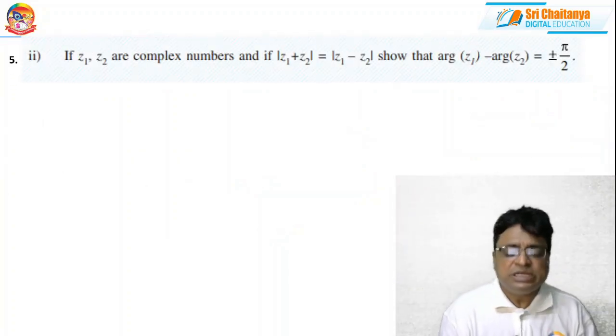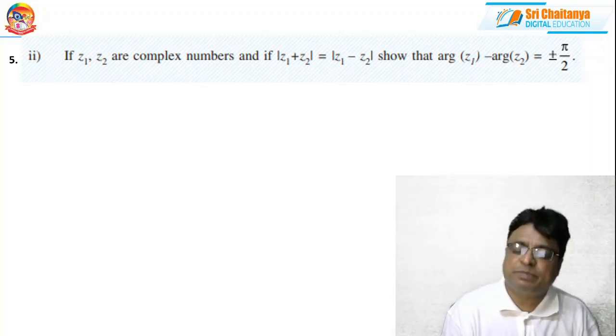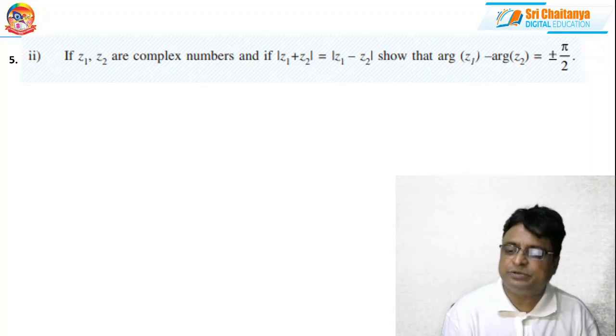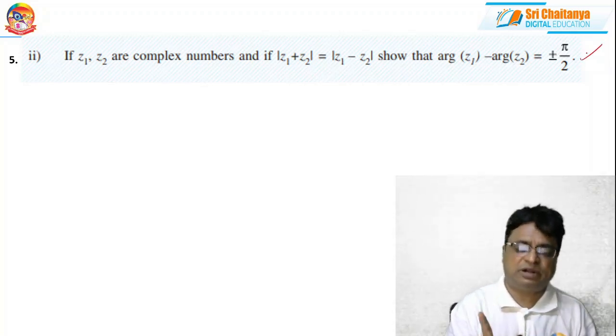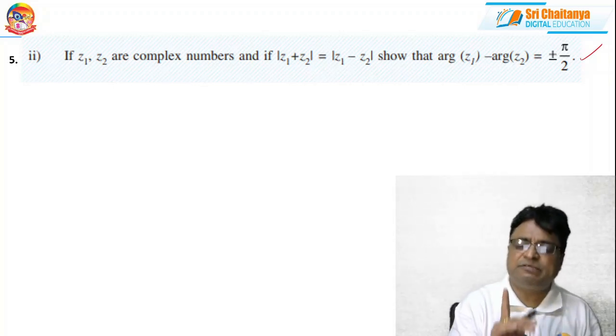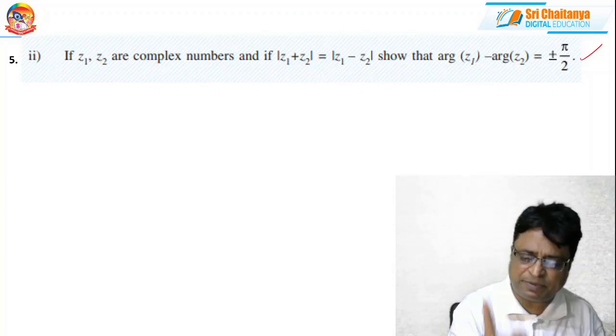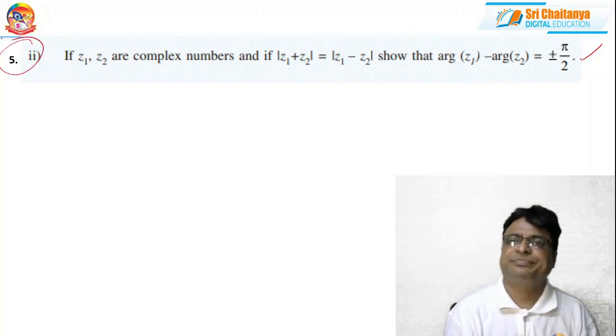Now coming to the second problem of 5. Z1 and Z2 are complex numbers, and if mod of Z1 plus Z2 is equal to mod of Z1 minus Z2, then we have to show the result. Again, several times questions were repeated. That's why, my friends, each and every problem is very, very important for board examination also.